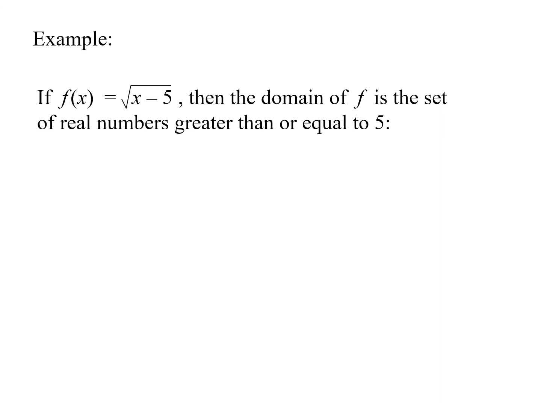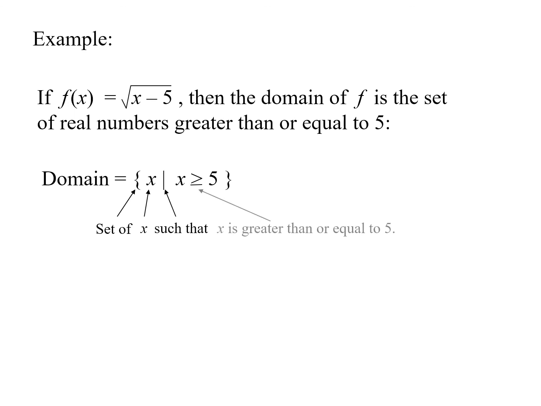Let's look at an example of this. If f of x is the square root of x minus 5, then the domain of f is the set of real numbers greater than or equal to 5. We write it this way. The left bracket and the right bracket mean set of, and it tells us we're talking about an x. The vertical line means such that, and then we have the condition written as x is greater than or equal to 5.